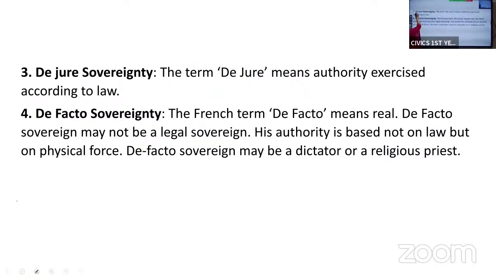That is de jure sovereignty. What do you mean by de jure? Here, the authority is exercised according to law. We can say it is legal sovereignty. Here I can give you an example: after the death of the king, his son will become the king. That is legal. So de jure sovereignty means the power is exercised according to law.